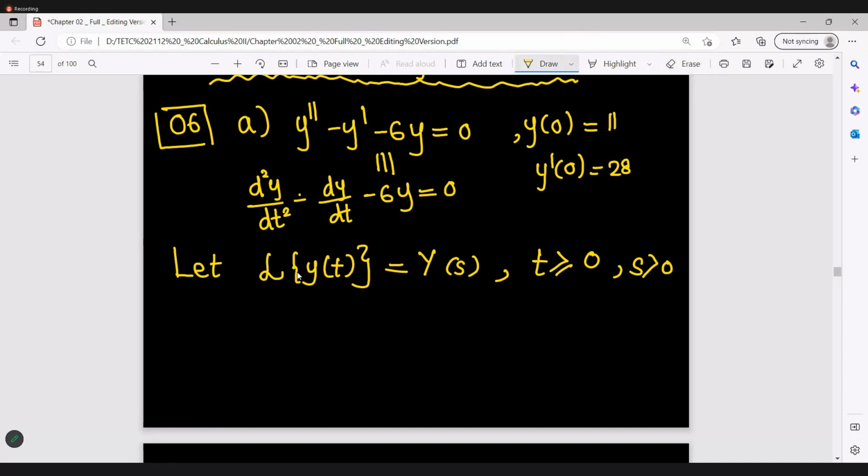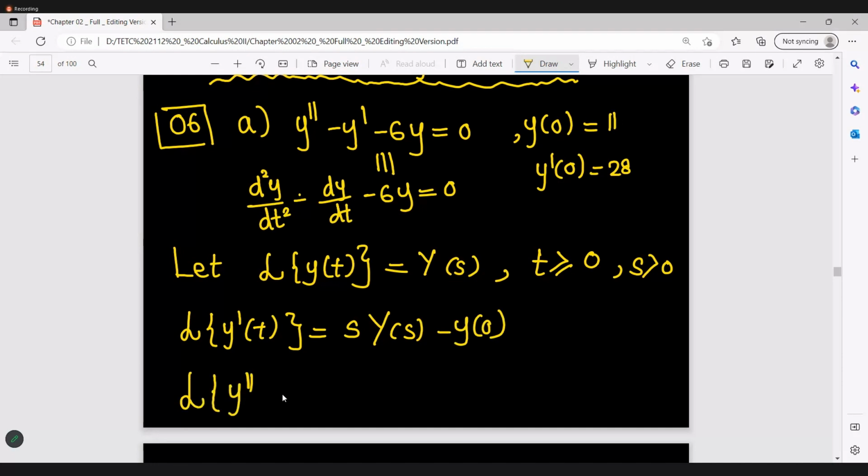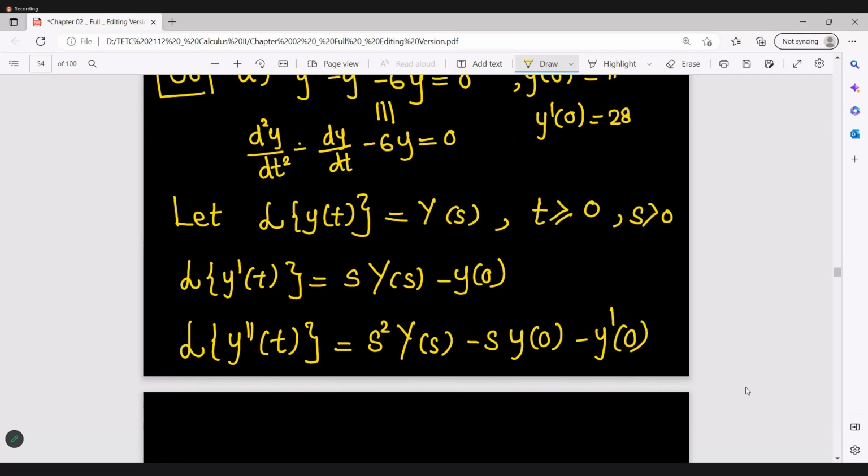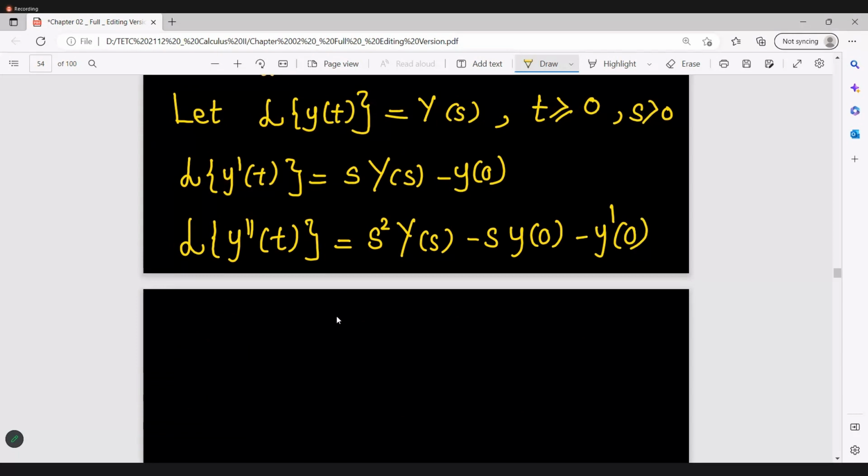So since the Laplace transform of y of t is equal to capital Y of s, the Laplace transform of y dash t is equal to what? s of capital Y of s minus y0. So the Laplace transform of the second derivative of y of t is equal to s squared capital Y of s minus s y0 minus y dash 0. So then we are taking the Laplace transform of both sides of the differential equation.